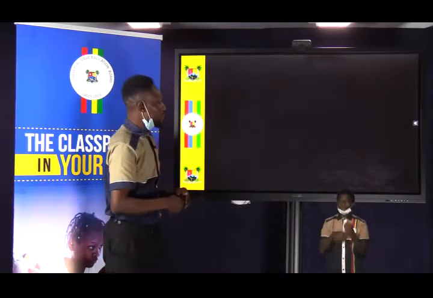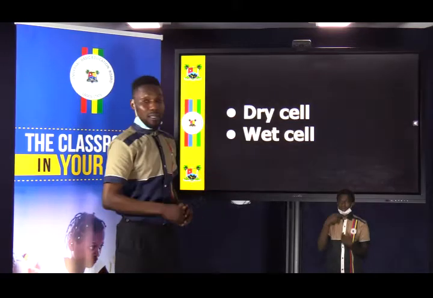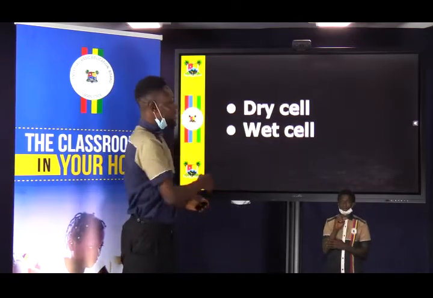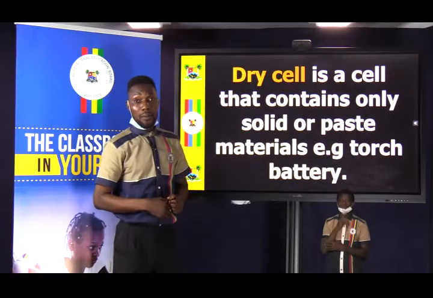What are the types of cell? We have the dry cell. We also have the wet cell. When we say dry cell, what are we talking about?